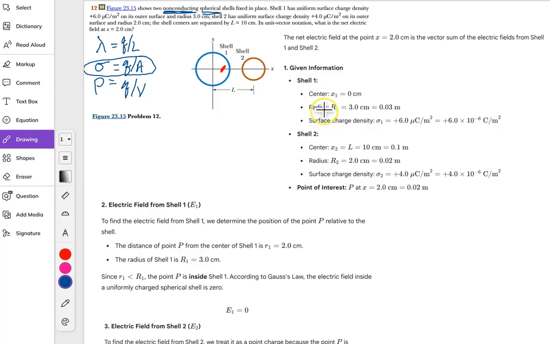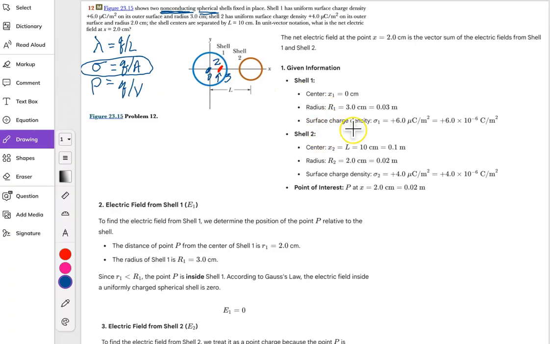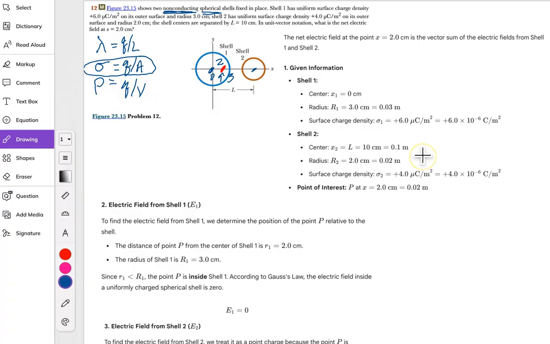Our information that we've been given is we know that right here at the middle, this is our 0 position. We know that the radius of this one is 3 centimeters, so 2 centimeters is going to be where that red dot is, and we know the surface charge density. For shell 2, we know that the center right here is at 10 centimeters, or 0.1 meters, and we also know the radius of that second sphere and the surface charge density.